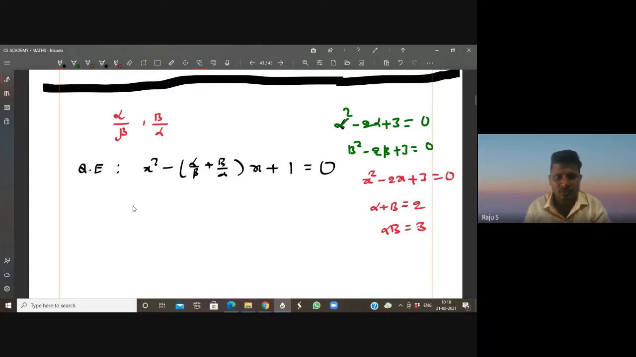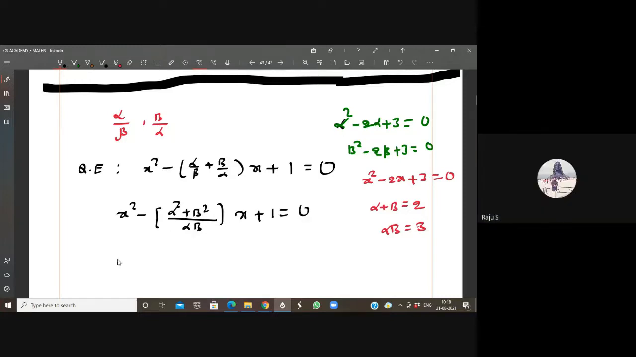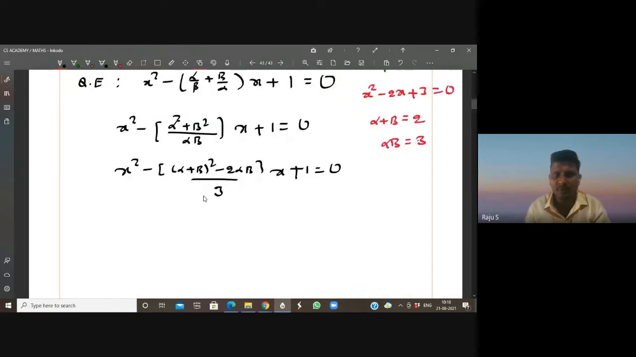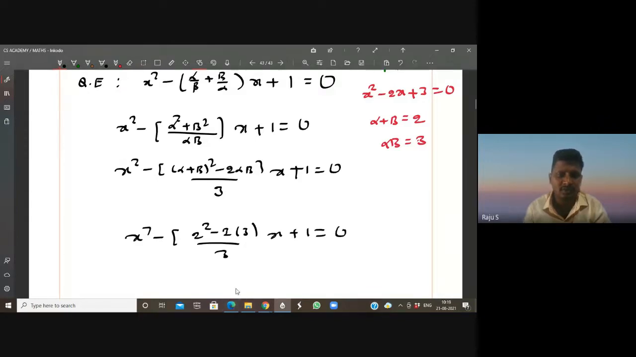So to simplify this, x square minus, now you have to take the LCM, alpha beta. This is (alpha square plus beta square) into x plus 1 is equal to 0. x square minus, alpha square plus beta square is alpha plus beta the whole square minus 2 alpha beta, by alpha beta value is 3, into x plus 1 is equal to 0. So what is alpha plus beta and alpha into beta? Again x square minus (2 square minus 2 into 3) by 3 into x plus 1 is equal to 0. This you can simplify, you'll get the answer.